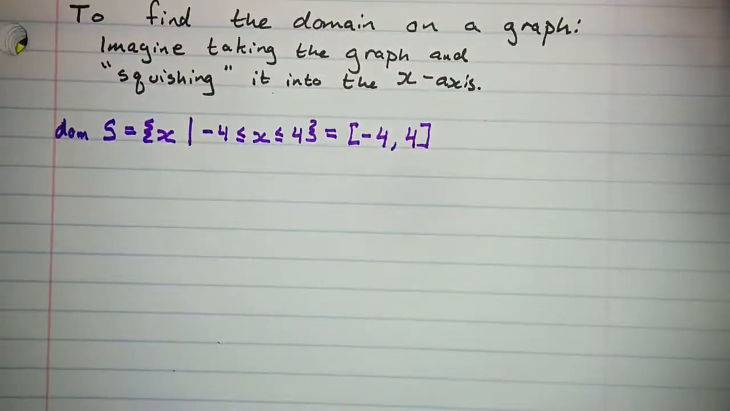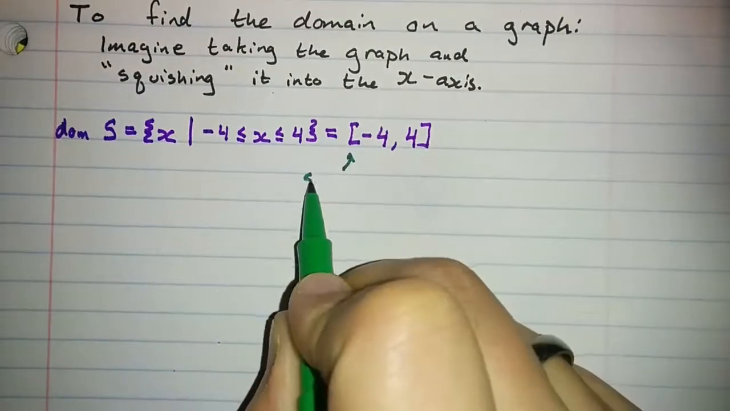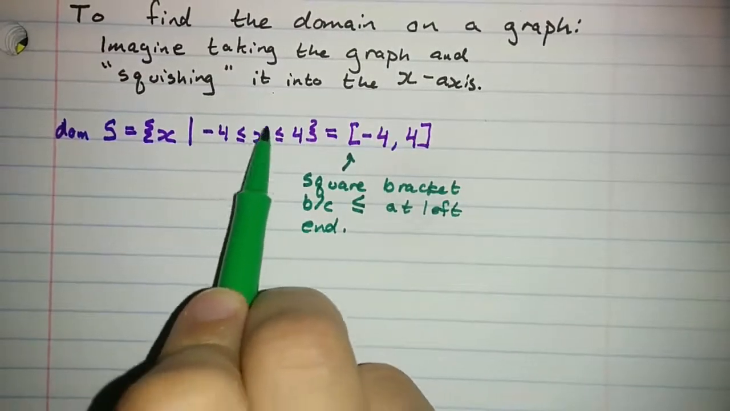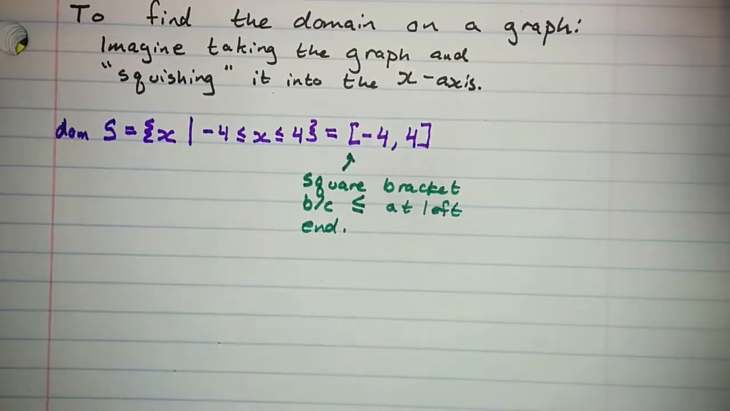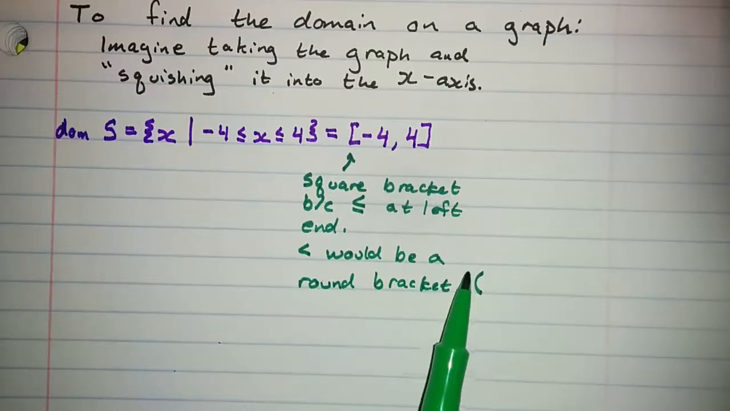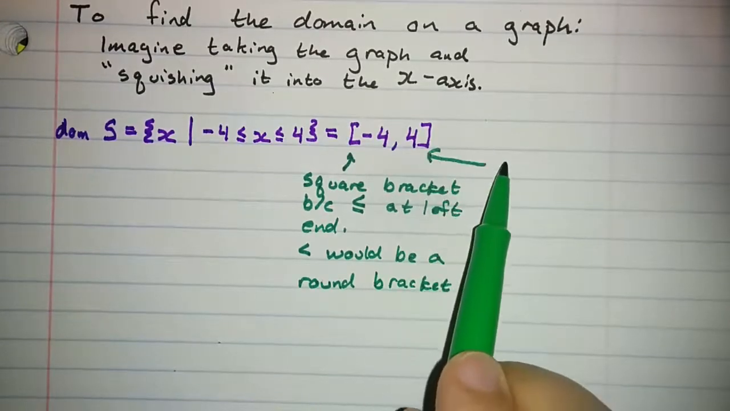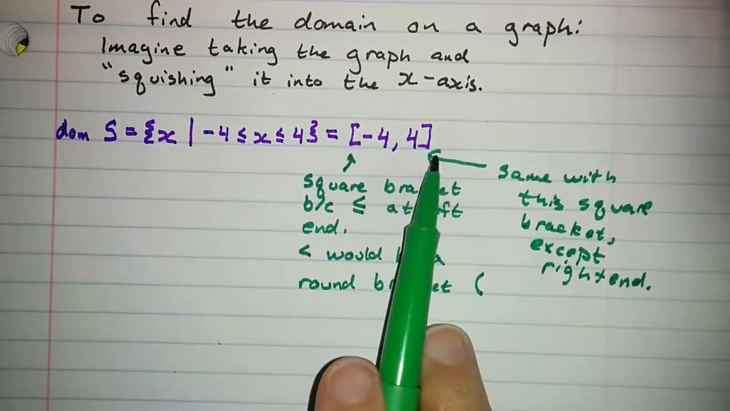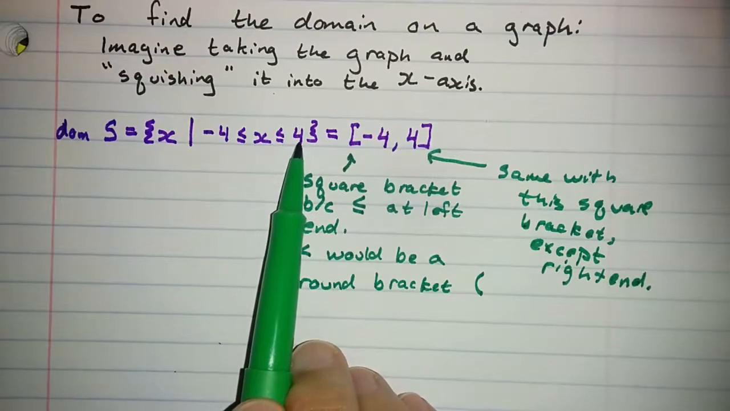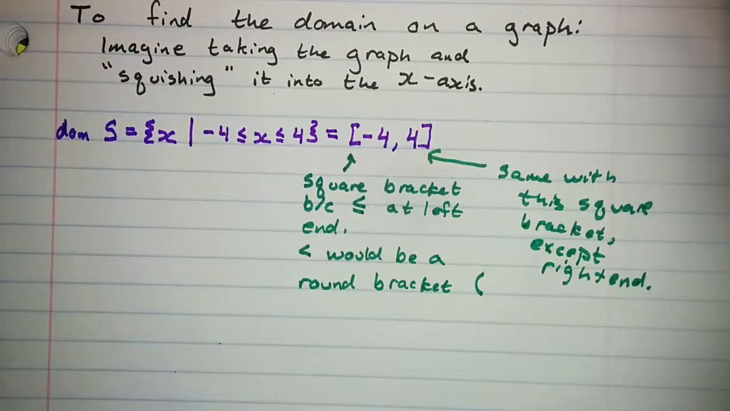Let's take a minute and review interval notation. Square bracket, because we have a less than or equals at the left end, right? -4 is less than or equal to x. If it were just less than, we would have a round bracket, which is the thing that looks like this. Same thing here. We have a square bracket over here because x is less than or equal to 4. If it were x is less than 4, we would have a round bracket going in the other direction, of course.